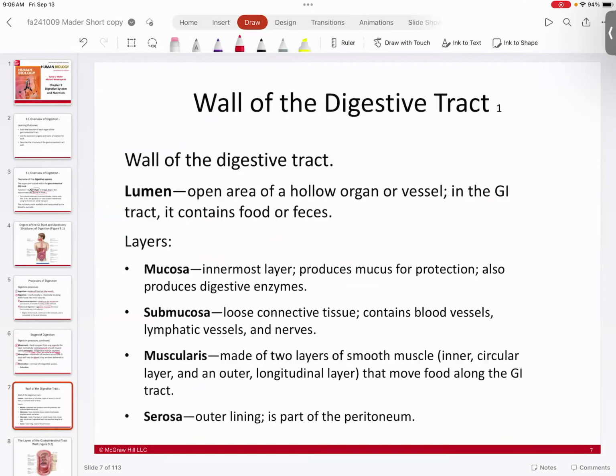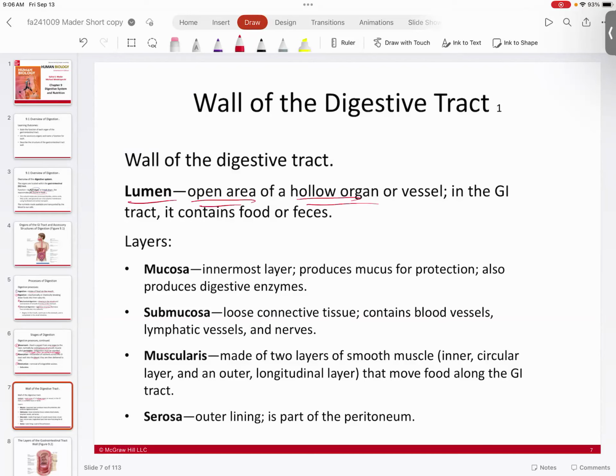Now let's go ahead and take a look at the structure of this long tube, or the GI tract. First of all, we start off with a fairly simple term, but you see it in a lot of applications. That's called the lumen. The lumen of the GI tract is essentially the open area, the hollow portion of the organ. And this is where the food or the feces, depending on where you are in the GI tract, is housed.